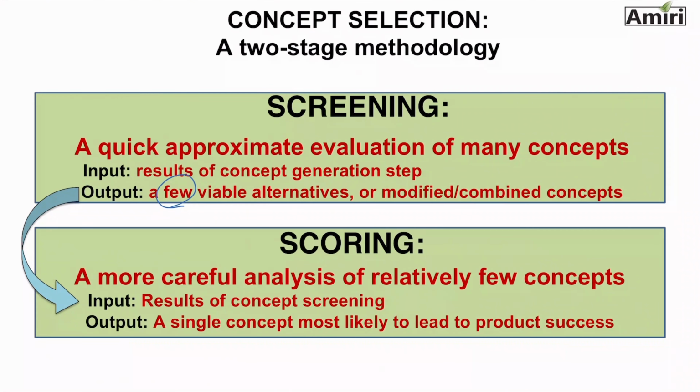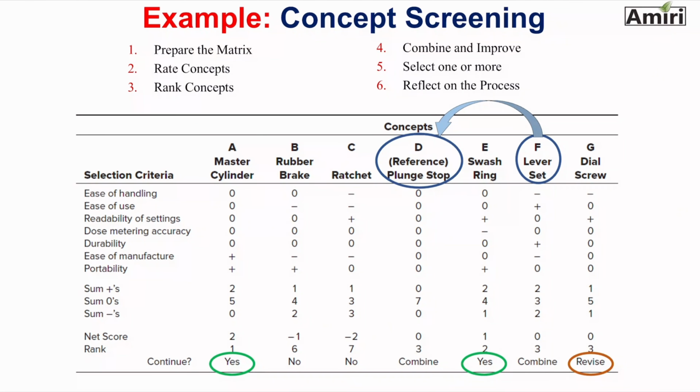So they take the output of screening and use it as an input into scoring. It's a more careful analysis of relatively few concepts. A single concept, hopefully, is selected as a result of this. Or again, depending on the type of project, type of company, and timeline, a few promising concepts might be selected as a result of scoring and move on to the prototyping and further development phase. But we'll look at the screening first, and then scoring.